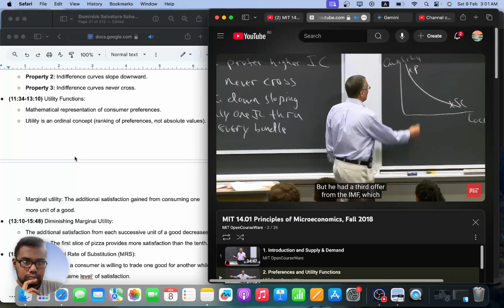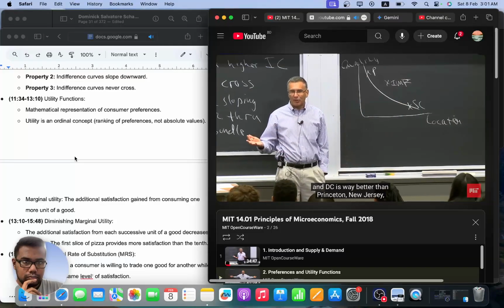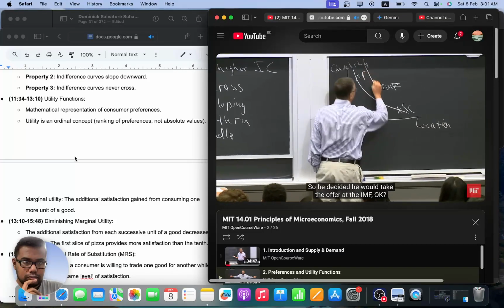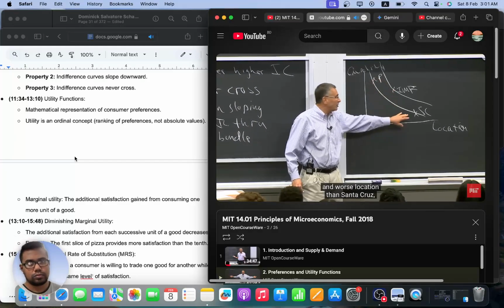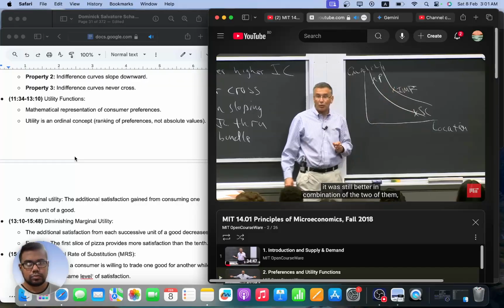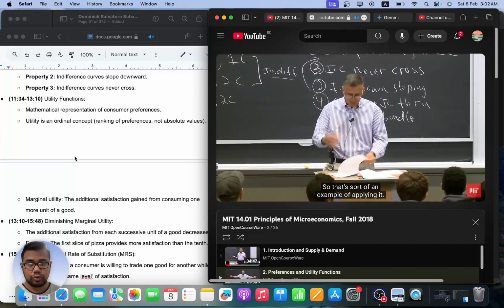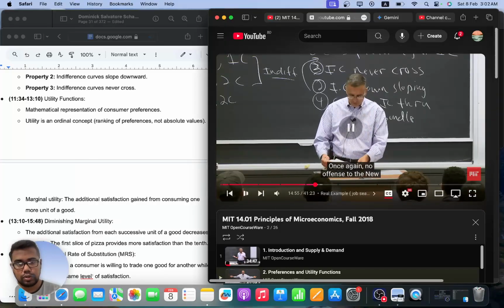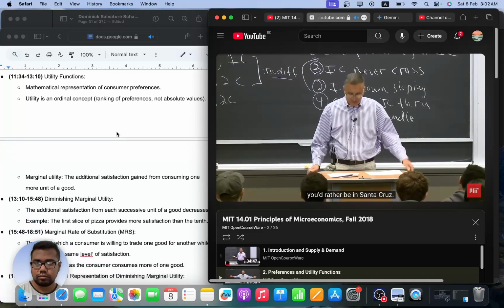But he had a third offer from the IMF, which is a research institution in DC, where he had a lot of good colleagues, and DC is way better than Princeton, New Jersey, even if it's not as good as Santa Cruz. So he decided he would take the offer of the IMF. Even though the IMF had worse colleagues than Princeton, and worse location than Santa Cruz, it was still better in combination of the two, given his preferences. And that's how he used indifference curves to make his decision. So that's sort of an example of applying them. Once again, no offense to the New Jerseyans in the room, of which I'm one, but believe me, I'd take it over Santa Cruz.